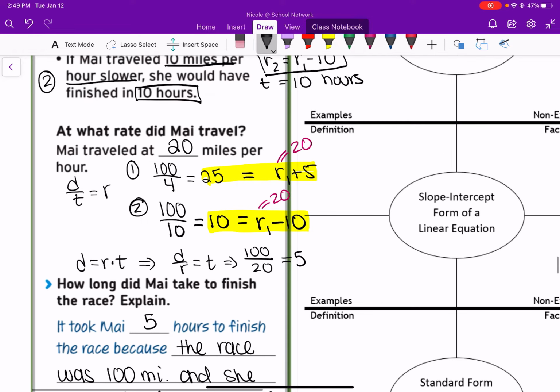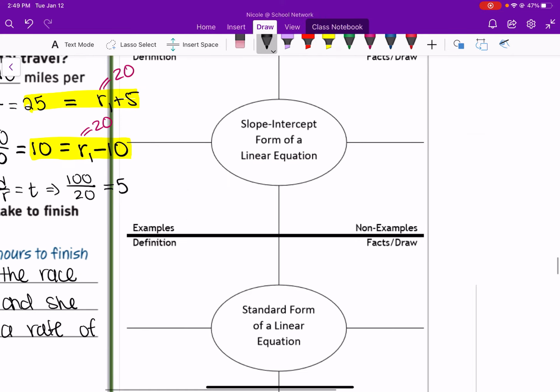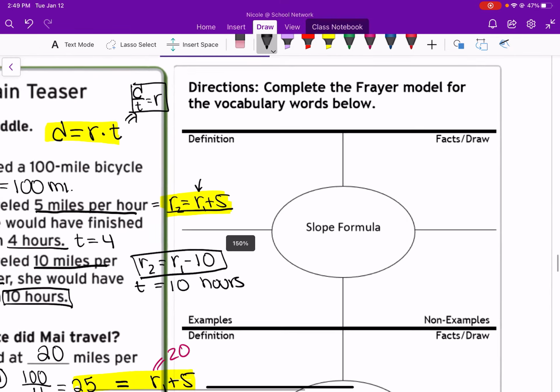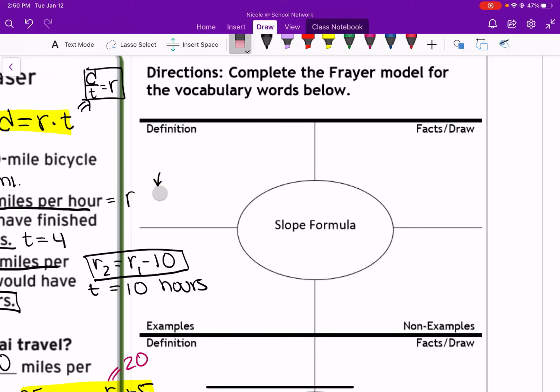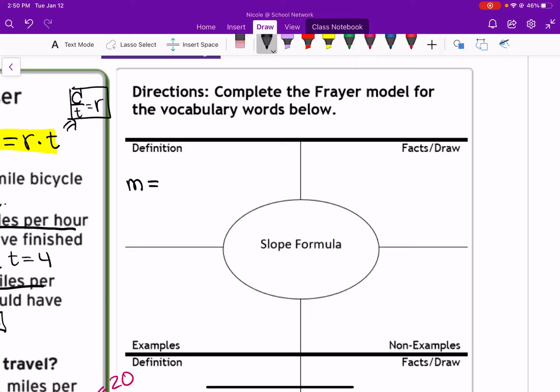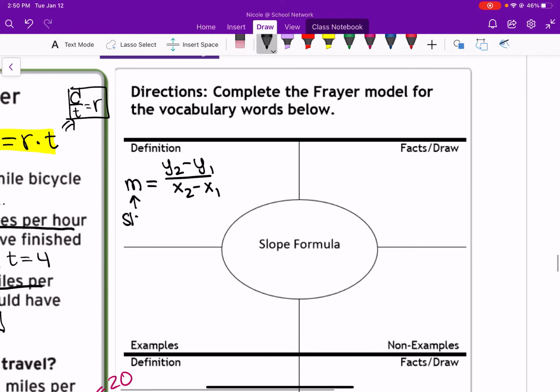Okay, so a lot with our distance formula. So let's move on to some vocabulary. I'm going to go ahead and erase these because they're in our way. Okay, so the slope formula is m is equal to y2 minus y1 over x2 minus x1. So this is our slope, and it's denoted m. So kind of get used to that.